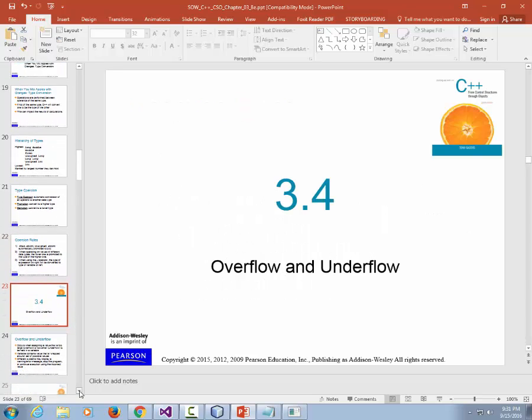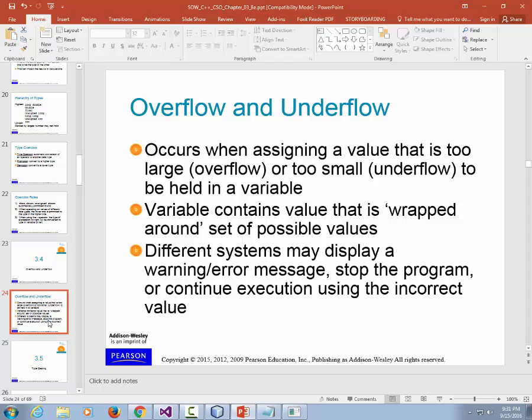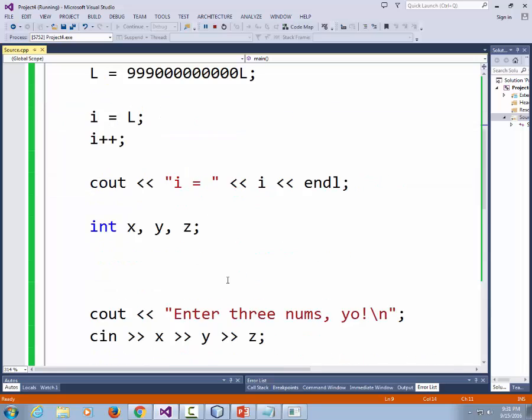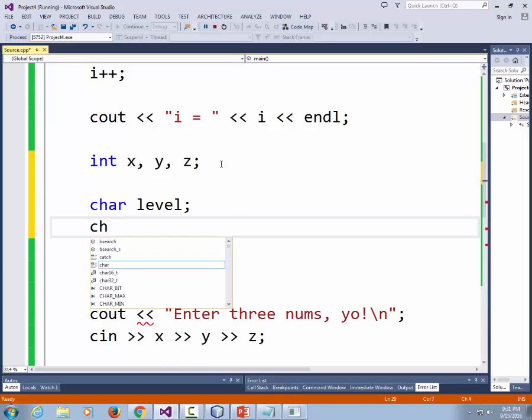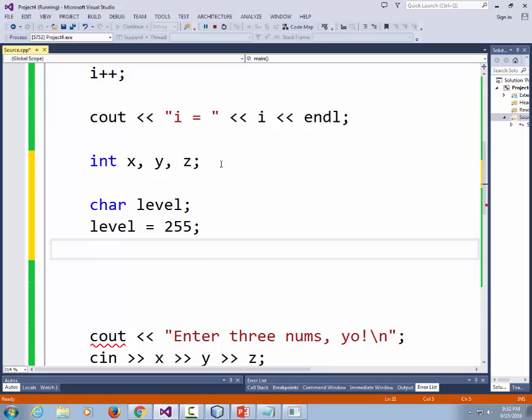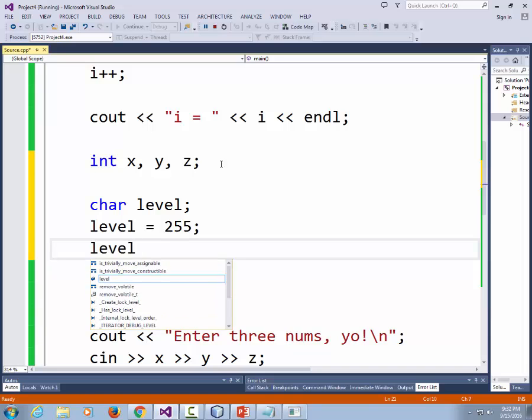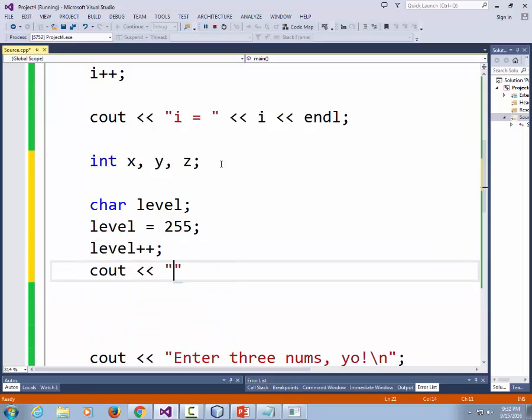Overflow and underflow. Overflow is when a number gets too large to be stored in a specific data type. Like we have a byte. We're using a byte. I'm going to call it a character instead. But we have a character called level. That's our Pac-Man game. We've been playing Pac-Man for quite a while. We're on level 255. Then we go up a level. So level plus plus. Now let's print out our level. But we're going to force it to be printed out as an integer rather than a character.